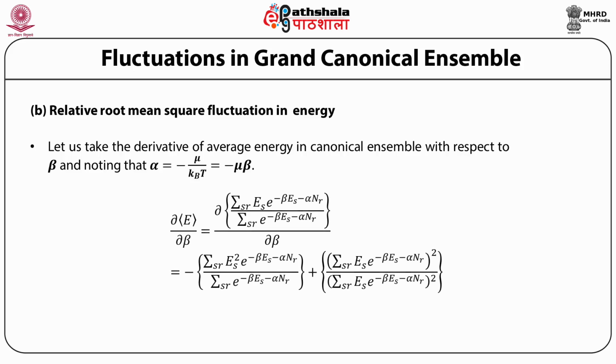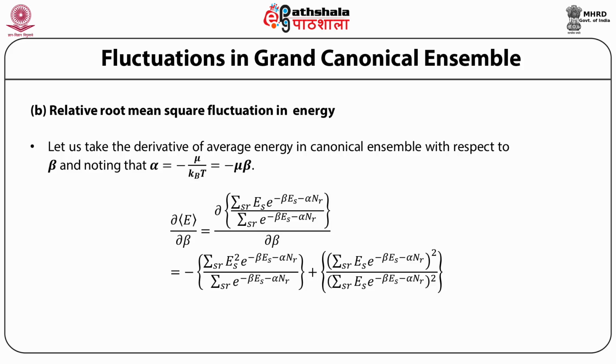We have the partial derivative of the mean value of energy with respect to beta, equal to the partial derivative of summation over s, r of E_s e raised to power minus beta E_s minus alpha N_r, divided by summation over s, r of e raised to power minus beta E_s minus alpha N_r, with respect to beta, which is equal to negative of summation over s, r of E_s square e raised to power minus beta E_s minus alpha N_r divided by summation over s, r of e raised to power minus beta E_s minus alpha N_r, plus summation over s, r of E_s e raised to power minus beta E_s minus alpha N_r whole square divided by summation over s, r of e raised to power minus beta E_s minus alpha N_r whole square.